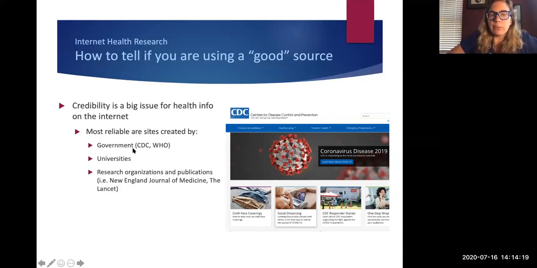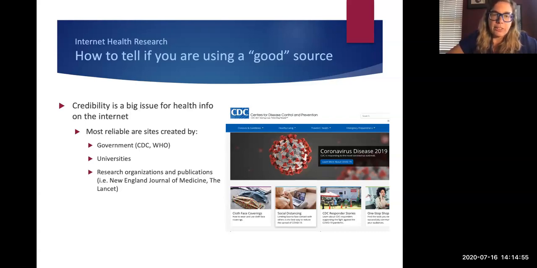So the most reliable sites are created by government agencies. So we've all been looking and listening to the Centers for Disease Control and Prevention, the World Health Organization. Our New Mexico Department of Health has been a really good source of information in this pandemic crisis. So those websites are typically and historically a good place to turn for up-to-the-minute health information. And again, there are some caveats to this, but from a public health perspective, these are the places that we would look first.